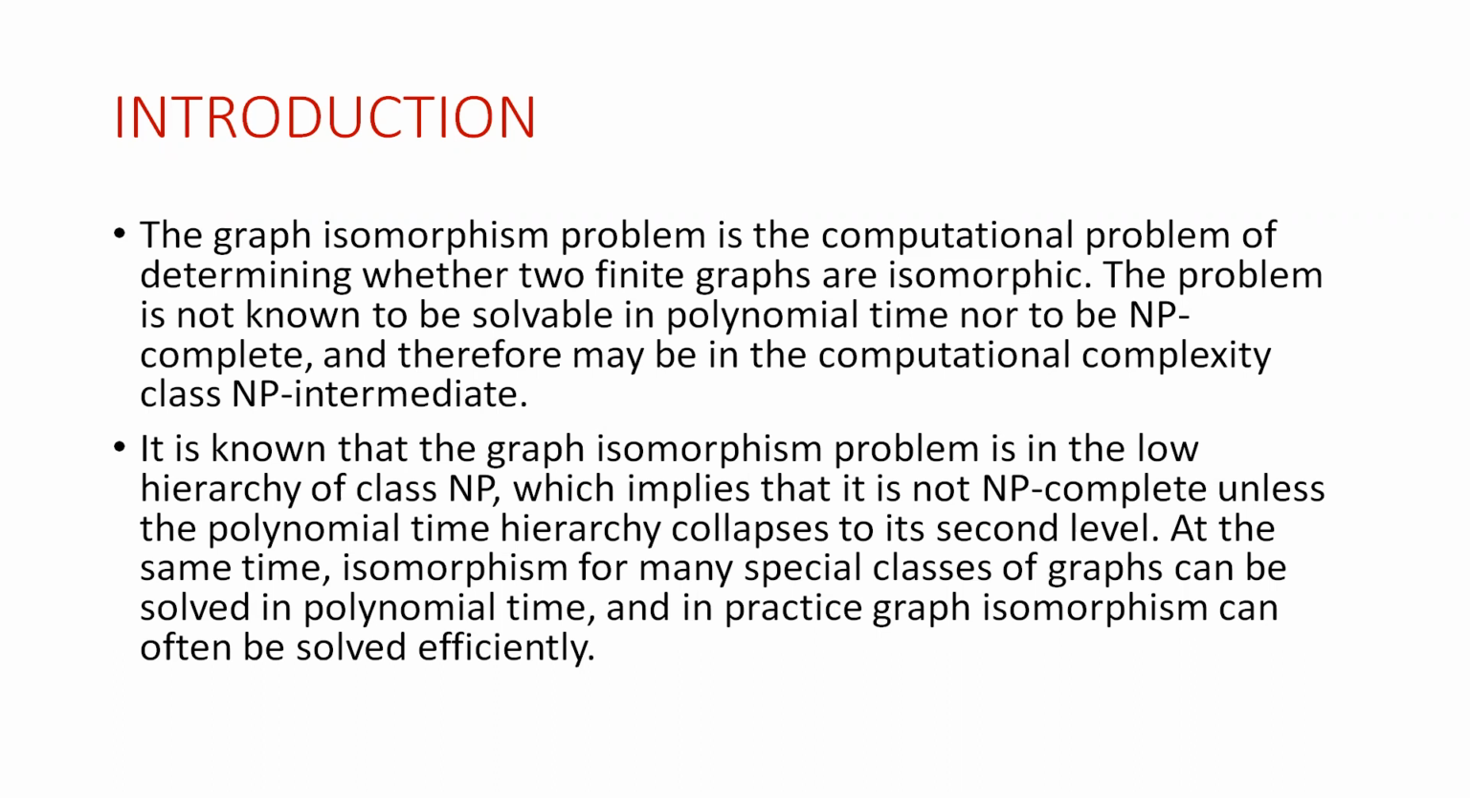It is known that the graph isomorphism problem is in the low hierarchy of class NP, which implies that it is not NP complete unless the polynomial time hierarchy collapses to its second level. At the same time, isomorphism for many special classes of graphs can be solved in polynomial time. And in practice, graph isomorphism can often be solved efficiently.